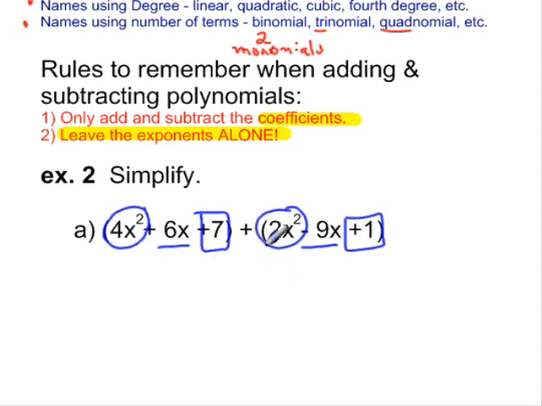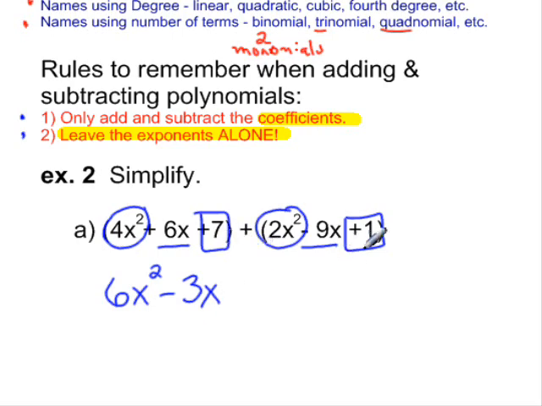We're doing 4x squared plus 2x squared. We add the coefficients according to our first rule. So 4 plus 2 would be 6. And x squared, the second rule says, leave exponents alone. So all we have to do is write down x squared beside our 6. And we move on to the next highest degree. The next highest degree would be our x terms. 6 minus 9. That is negative 3. And we leave the exponents alone, so it's just an x.